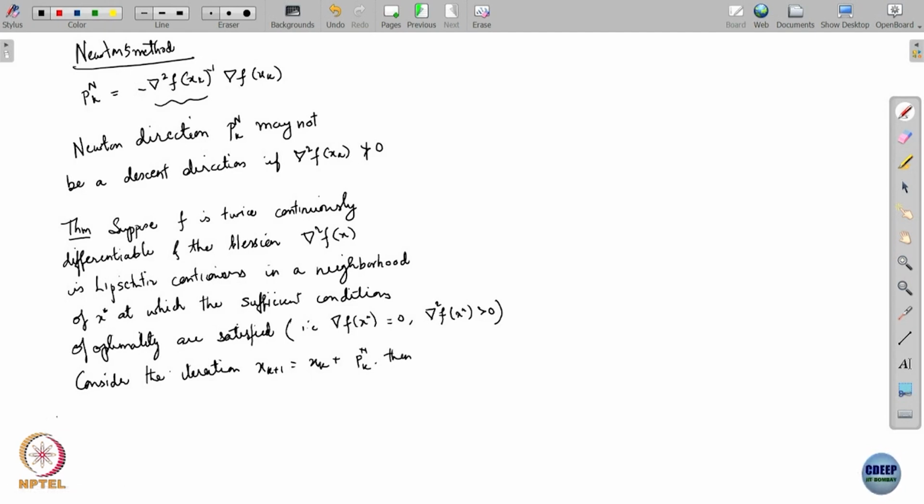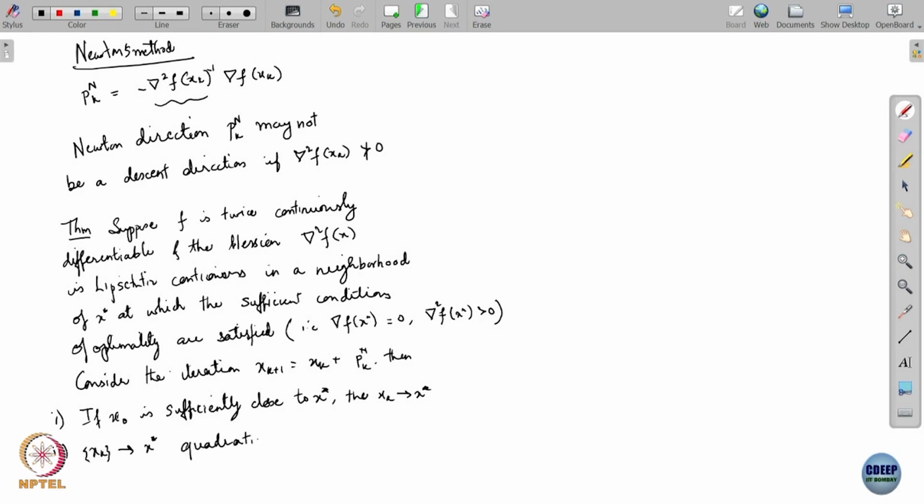Then, if the starting point x0 is sufficiently close to x star, then xk converges to x star, and the iterates converge to x star. Moreover, xk converges to x star quadratically. That means, if you look at the error between xk and x star, that error decreases to 0 quadratically.